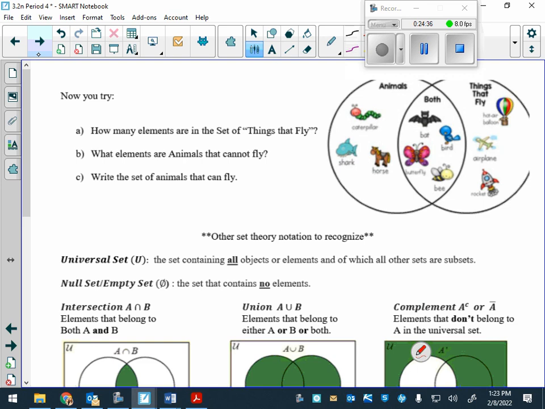You have 2 different events here. Animals and things that fly. So there's your Venn diagram. I want you to answer these 3 questions. I'll give you a minute. Go ahead. Okay, how many elements are in the set of things that can fly? There's 7. There's 7 elements. Good. What elements are animals that cannot fly? Danielle? Good.